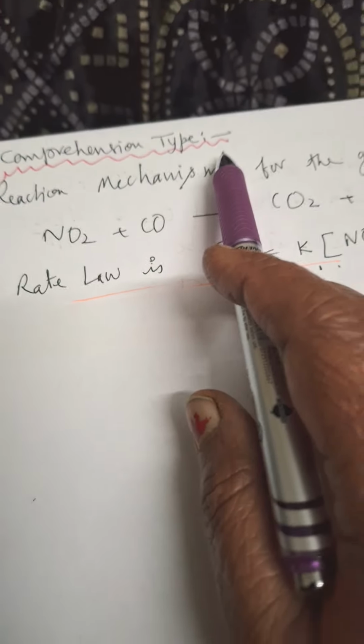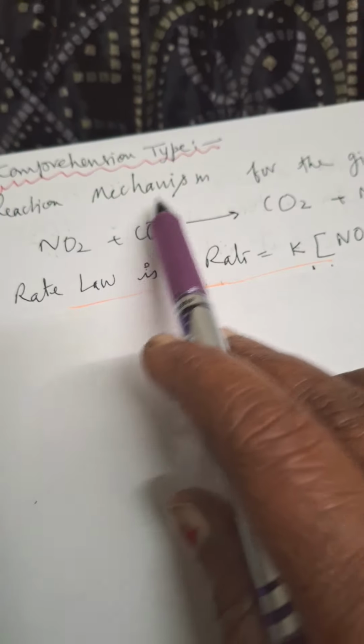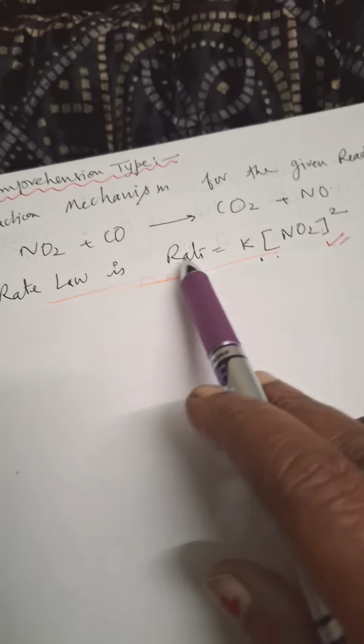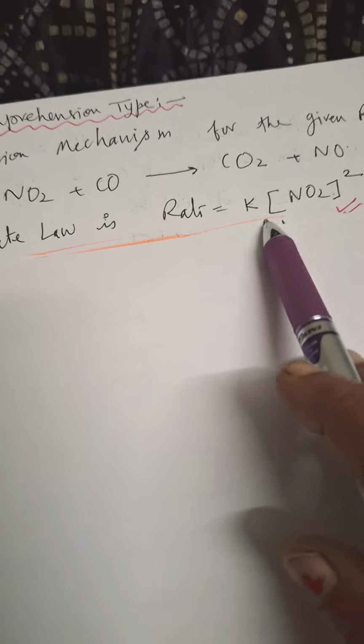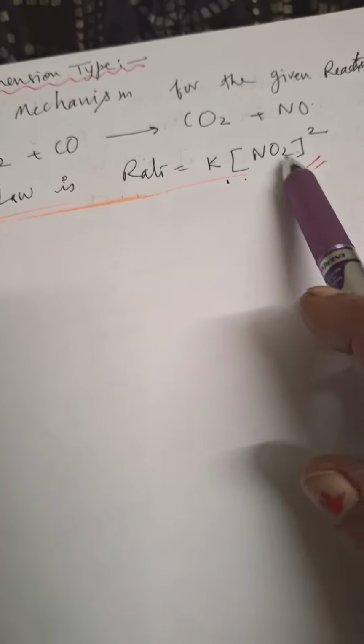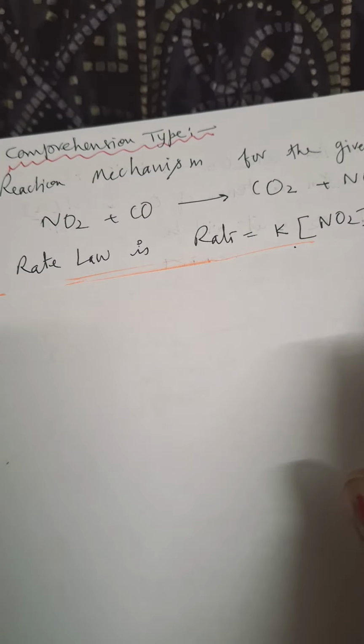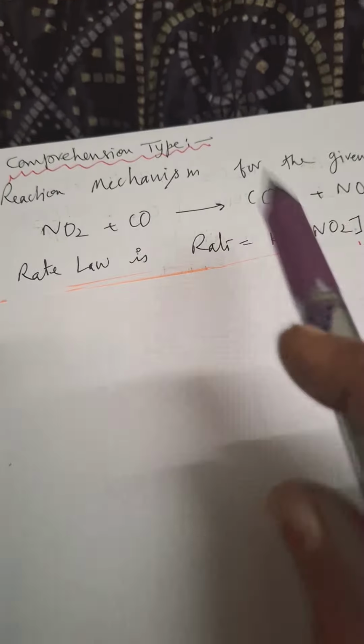Comprehension type question here. Reaction mechanism for the reaction NO2 plus CO gives you CO2 plus NO. Rate law is given: rate is equal to K times the molar concentration of NO2 squared. But see, in the reaction there is no twice of NO2. So how do we have to find it out?